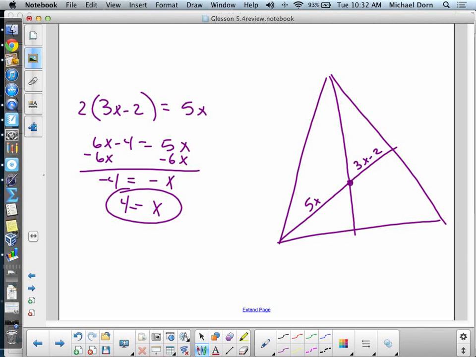But that's what a centroid does, and that's the big mathematical thing that goes on with centroids: it creates that 2-to-1 ratio. The distance from the centroid to the midpoint is half as much as from the centroid to the vertex. That's what a centroid does.